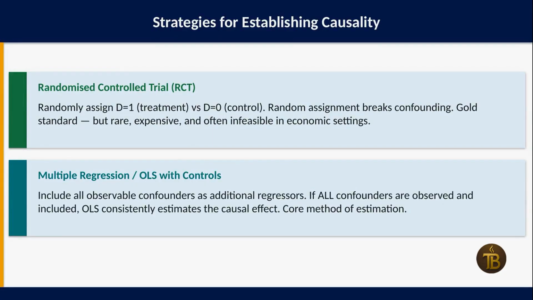The second strategy is multiple regression with controls. Include every observable confounder as an additional regressor. If you genuinely capture all the relevant confounders, OLS will consistently estimate the causal effect. This is the core estimation method we'll build on throughout the course.